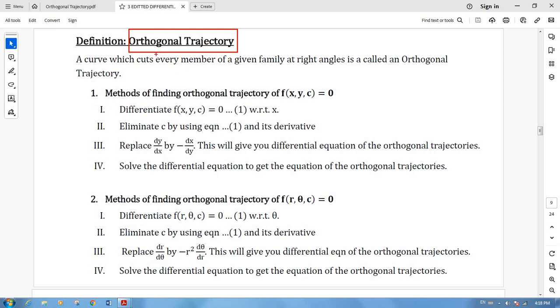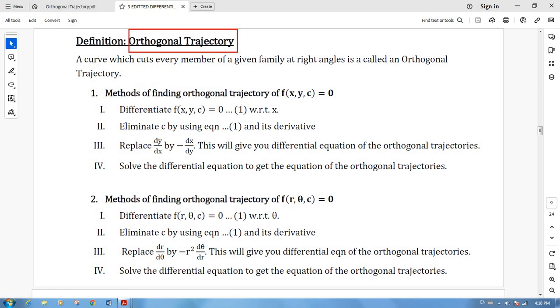The word orthogonal means the right angle or 90-degree angle. Trajectory means a curve which intersects another curve or family of curves. Whenever a curve intersects a family of curves at 90 degrees, we say that the curve is an orthogonal trajectory. So let's read the definition. A curve which cuts every member of a given family at right angle is called an orthogonal trajectory.